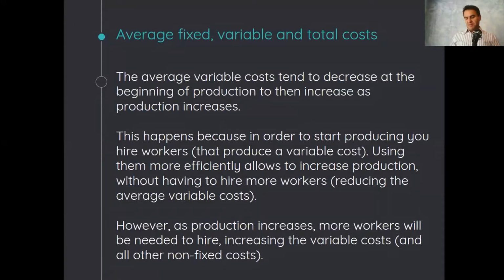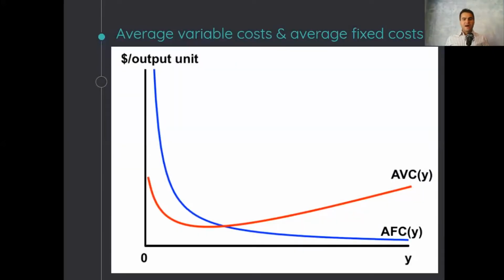This is essentially the same explanation I just did, so I'm going to skip it. If we combine both of these curves and see them at the same time, we see that as you produce more units, your average variable cost first decreases with this explanation and then starts to increase.